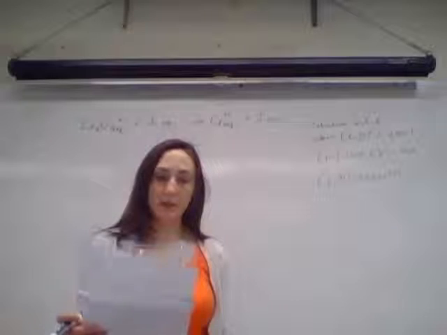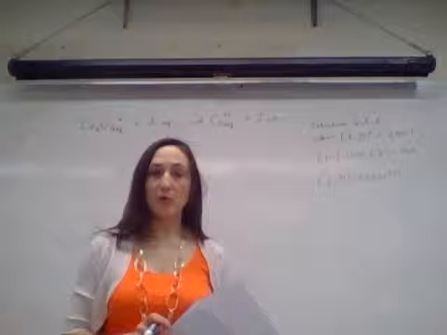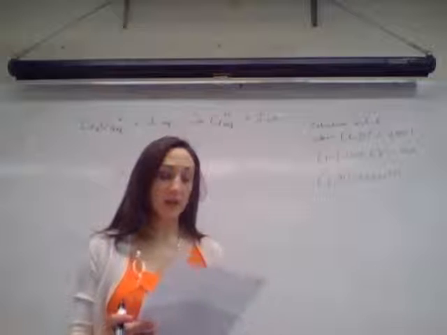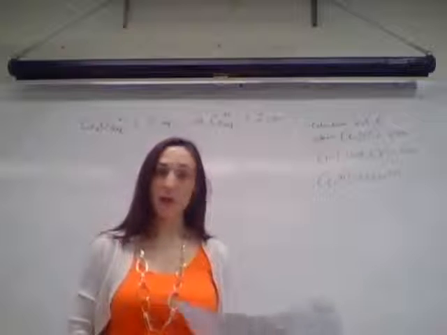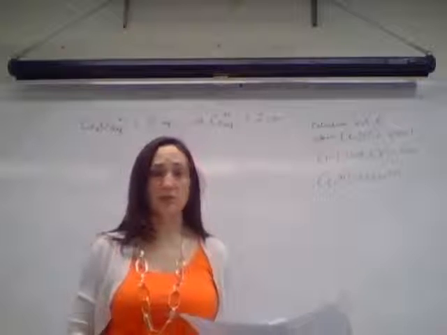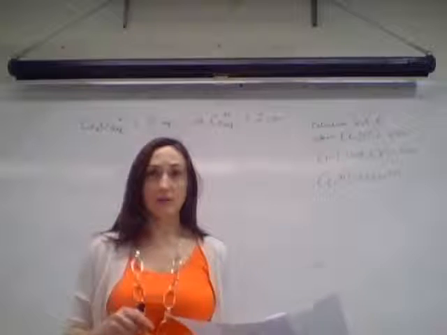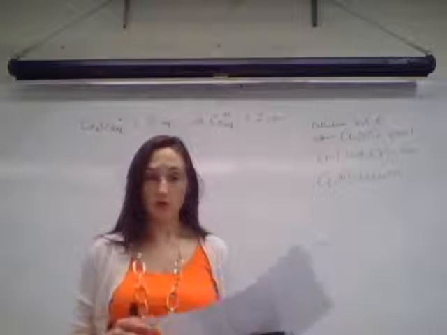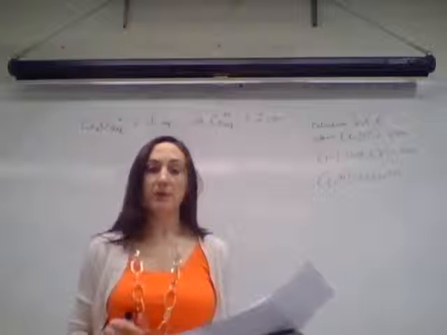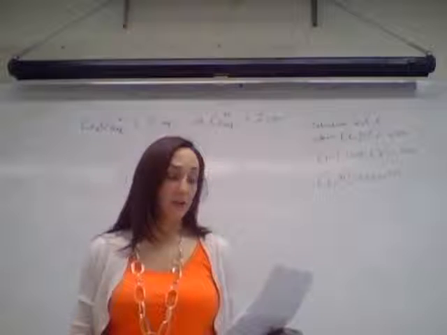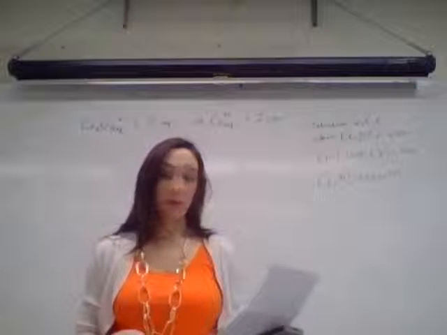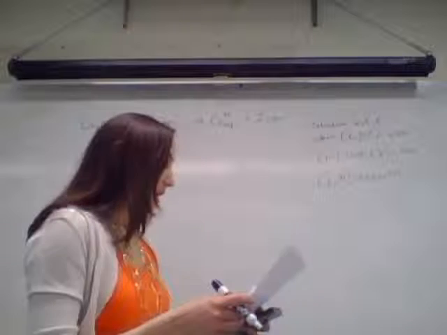All right, we are going to take a look at problem G on the sample problem worksheet and see how to work that out. We talked about finding the standard cell potential, or E naught, if I have standard conditions of 298 Kelvin and 1 molar concentration solutions. But if I need to find the cell potential at non-standard conditions, then I'm going to be using the Nernst equation.